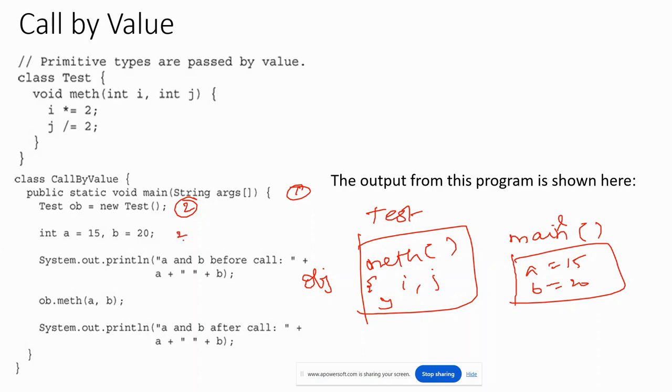System.out.println of "this is the third line", then System.out.println of a and b before call. A and B will be printed. So the output of the program would be "a and b before call", or 15 and 20.